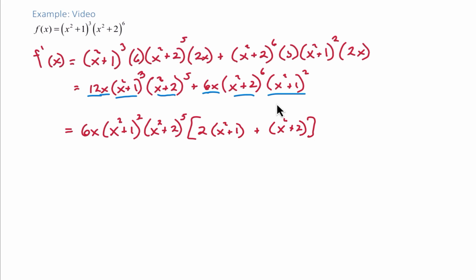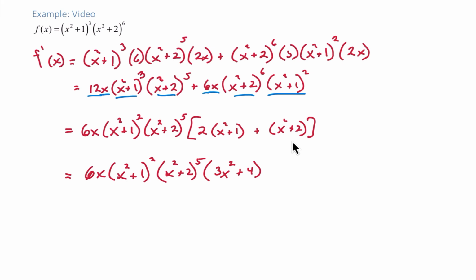So we're good there. Now, simplifying a little bit more, inside those brackets, I'm just going to copy the first part for now. And inside the brackets, we can simplify and combine like terms. Here we get 2x squared plus x squared, that's 3x squared. Then we have a distributed 2 plus 2 is 4. And now we have fully factored f prime.